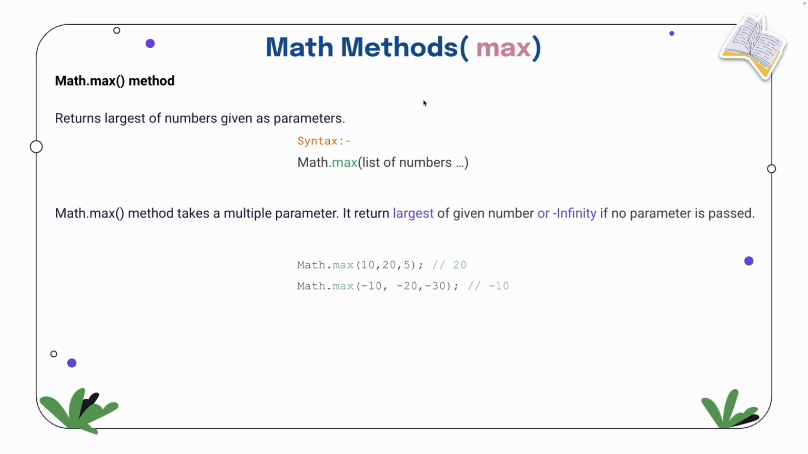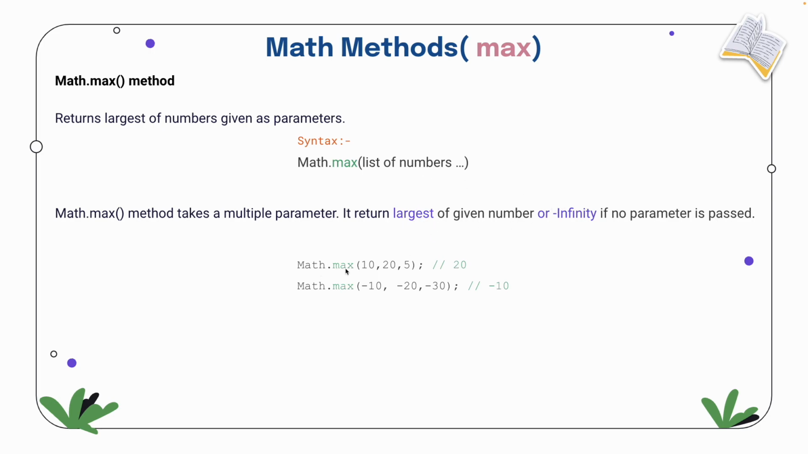So max, as the name suggests, will calculate the maximum. Let's suppose you have a multiple list of numbers, not an array of numbers. An array of numbers is different, a list of numbers is different. You have multiple numbers and you want to find the maximum of those numbers. Then you have to use Math.max. It will take a list of numbers as parameters, and it always returns the largest of the numbers. If you don't pass any parameter, it will return negative infinity.